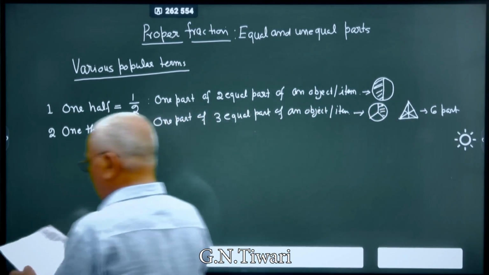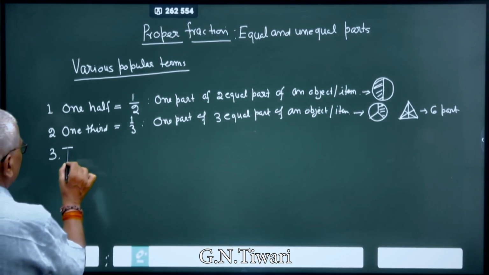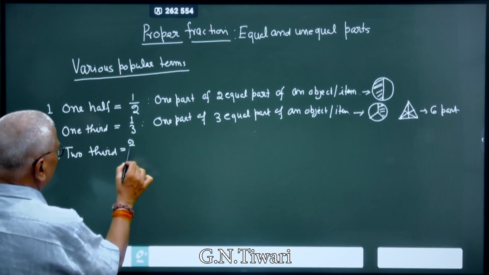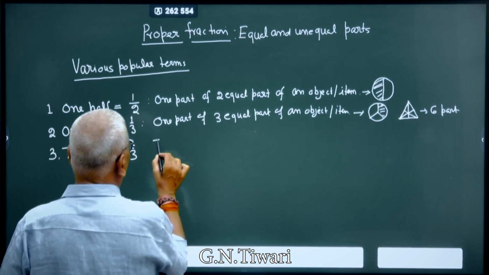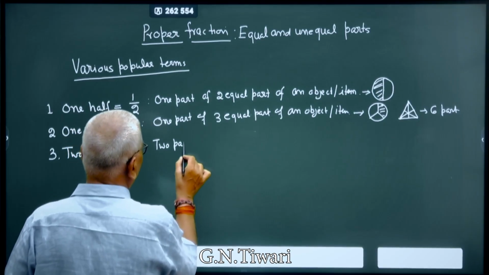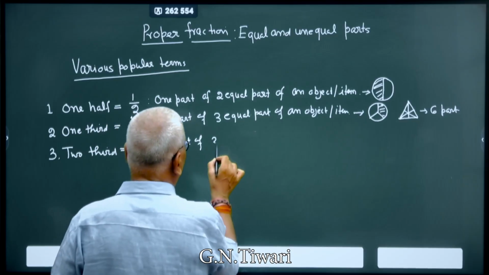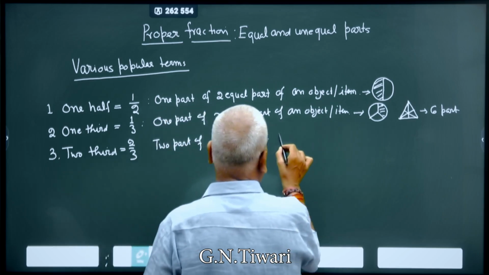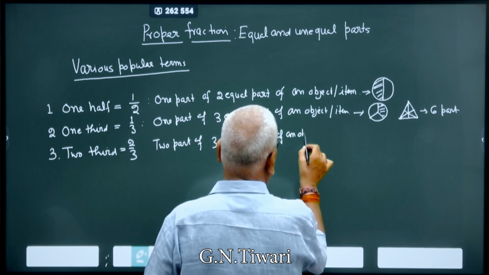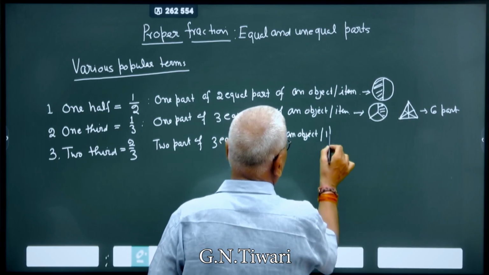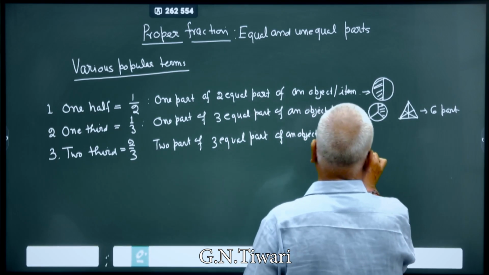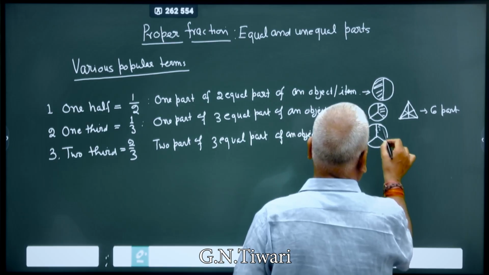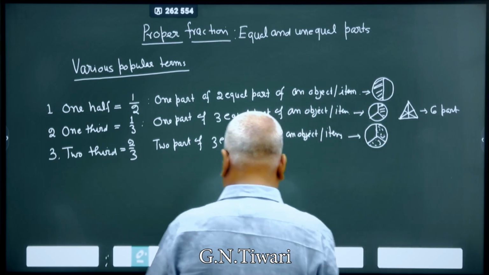अब आइए 2/3. इसको लिखिए 2 parts of 3 equal parts of an object, an item. अब इसी का ले लेते हैं, सर्किल का ले लेते हैं. सपोज इट इज सर्किल, ये 3 पार्ट में डिवाइड हुआ है, तो आपका ये 2 पार्ट, 2/3 ये हो जाएगा.